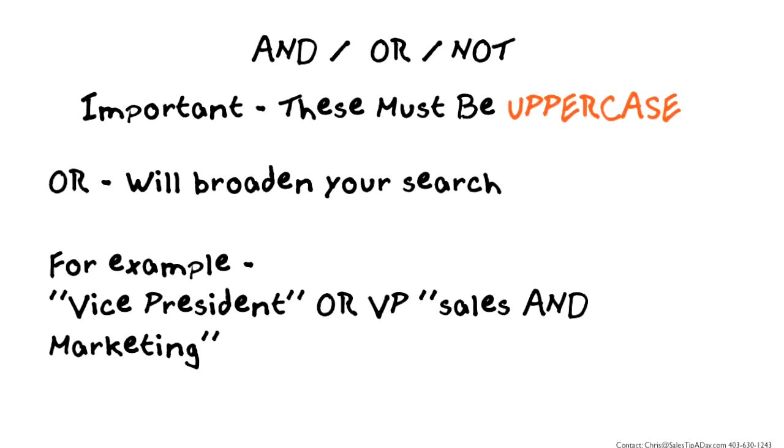The next one you want to look at is the OR modifier. Once again, these AND, OR, NOT have to be in uppercase or they will not work. For example, if I'm looking for a vice president or a VP sales and marketing, I've put the OR in to broaden my search with VP, because sometimes people don't put their title as vice president. They'll put it as VP.